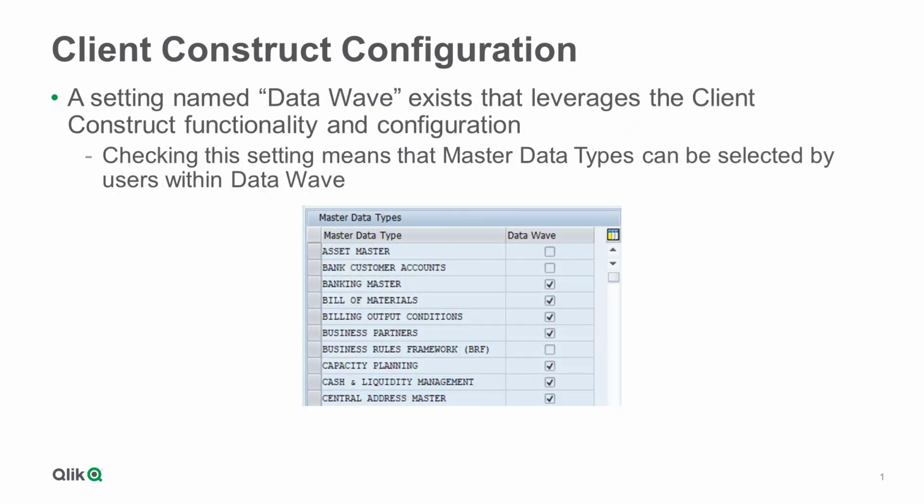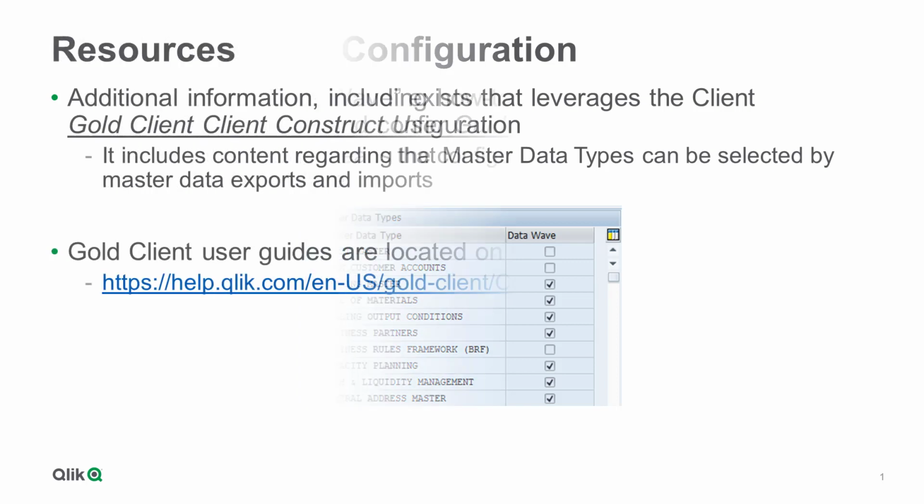The second and less important setting is named DataWave, which is another Gold Client component that leverages the client construct functions and configuration. Checking this setting for master data types simply means that users are able to select those data types within the DataWave component. Since DataWave is a more advanced topic, consider this content to be informational, and let's put it aside for now.